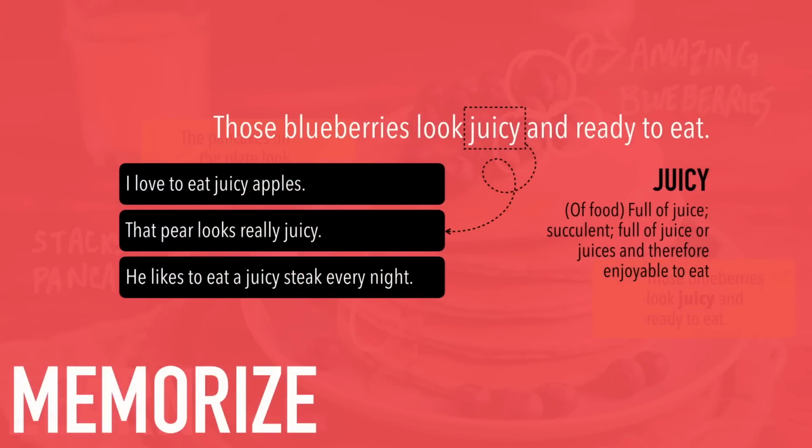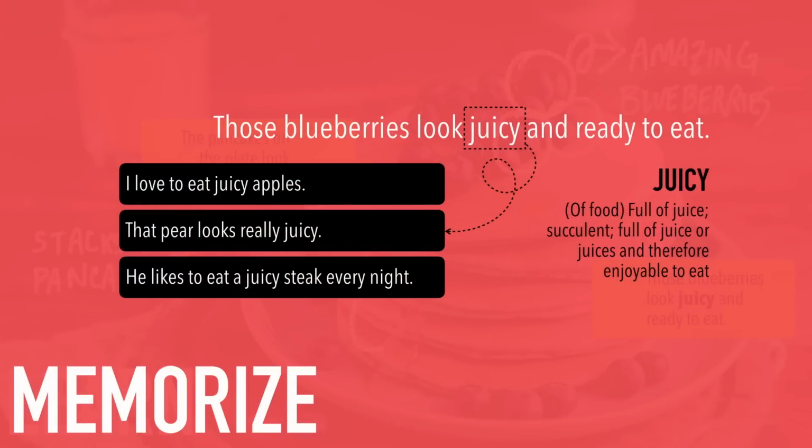Because they're full of juice. So the blueberries looked very juicy, right? All right, now let's look at 3 other sentences that use this vocabulary word, okay? Here we go. I love to eat juicy apples. I just told you that was my favorite fruit, didn't I?